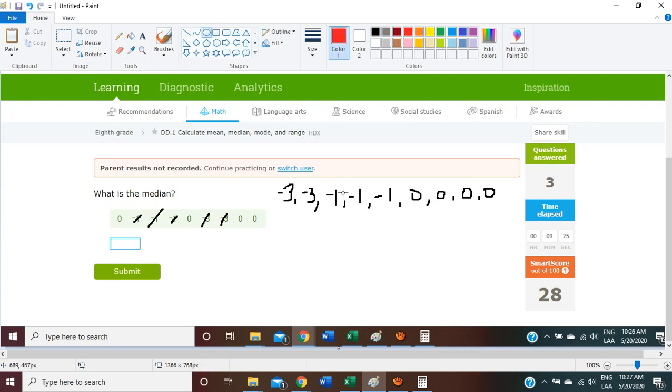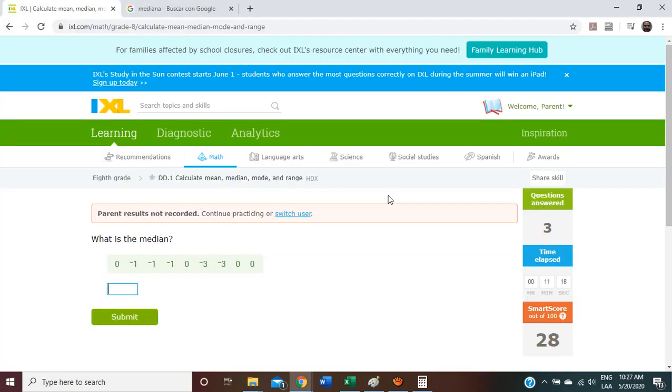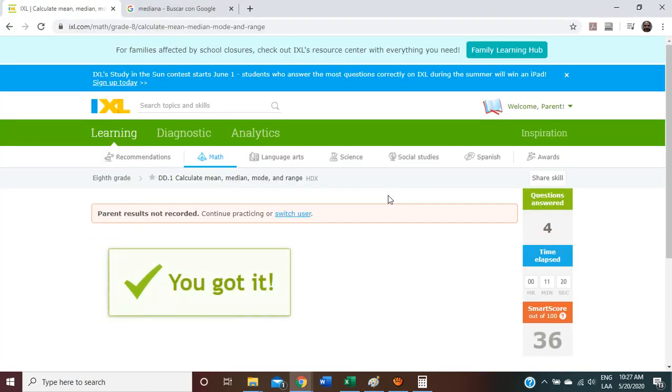It's 1, 2, 3, 4, 5, 6, 7, 8, 9. Again, we have 9, so our fifth number is going to be our median. 1, 2, 3, 4, and 5. This is our median because we have 4 numbers on the right, 4 numbers on the left. Okay, so our median is negative 1. All right, so negative 1.